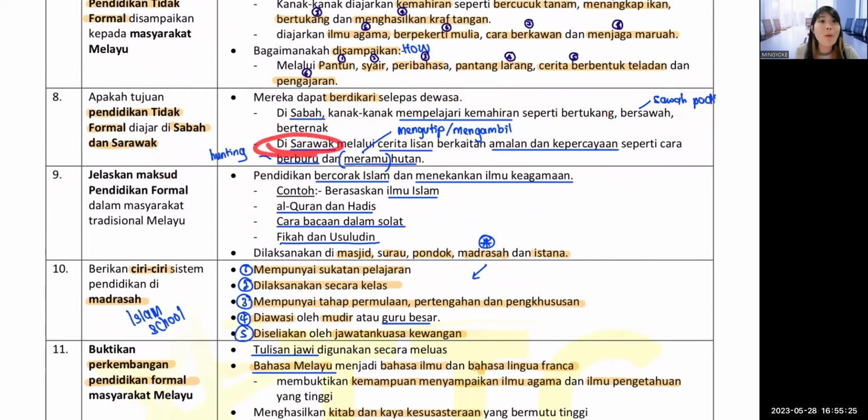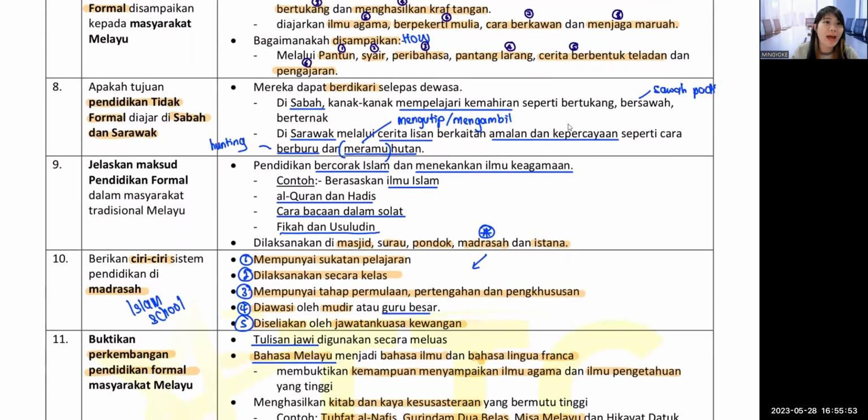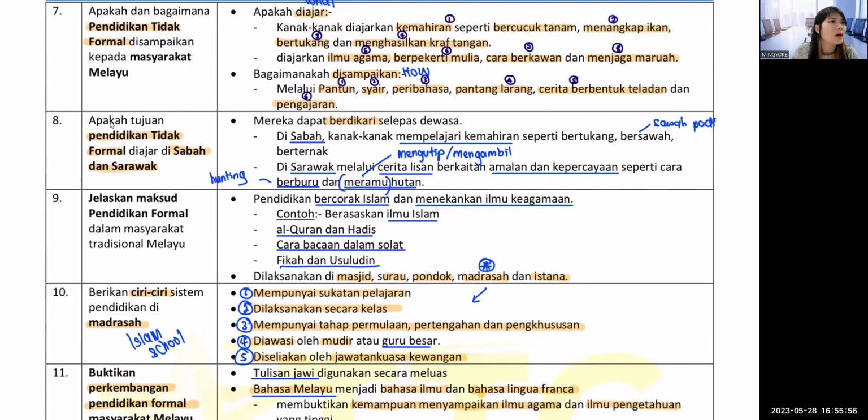Okay, then in Sarawak, they learn from storytelling about their practice, their belief, such as the way they hunt, the way they meramu hutan, means collect the forest goods. Understand? Okay, can? Okay, good. Then we move on into the next one. The next one is maksud pendidikan formal. We need to go into maksud pendidikan formal.